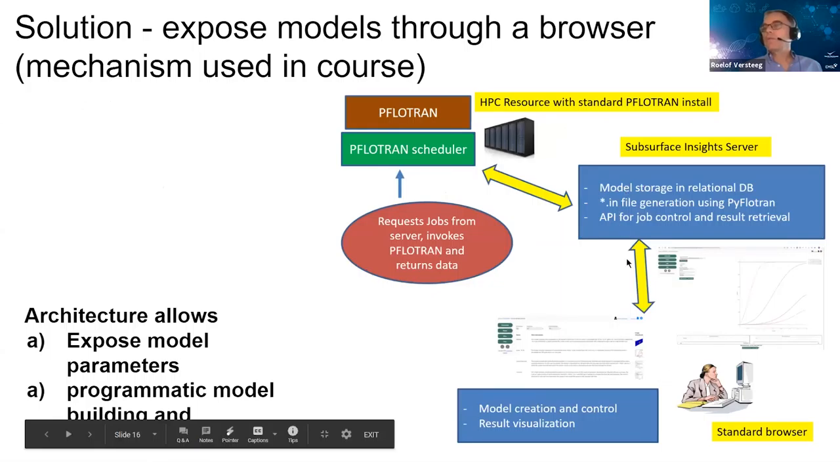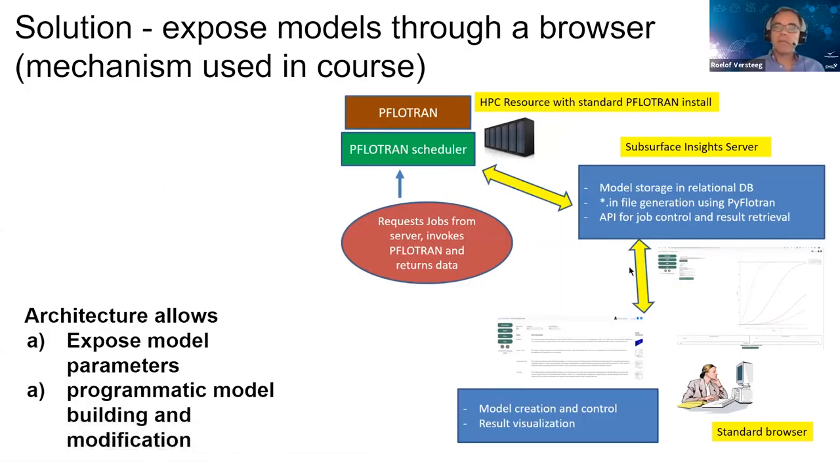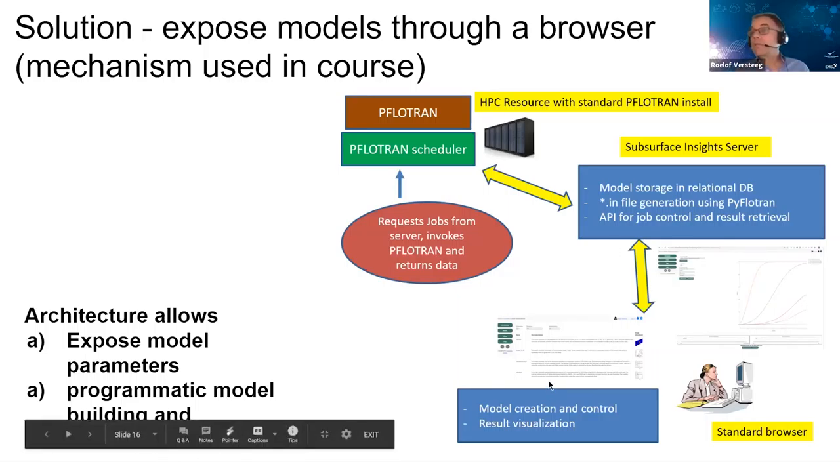talks to a server. The server stores models in a relational database. We use automatic input file generation using PFLOTRAN and open source code developed by Satish Karra. Then those models get sent to an HPC resource, which has a standard PFLOTRAN install. On the HPC resource, we have a PFLOTRAN scheduler, which is very simple Python code that listens for requests, executes these models, and sends the results back. Then on the front end, you can visualize the results.